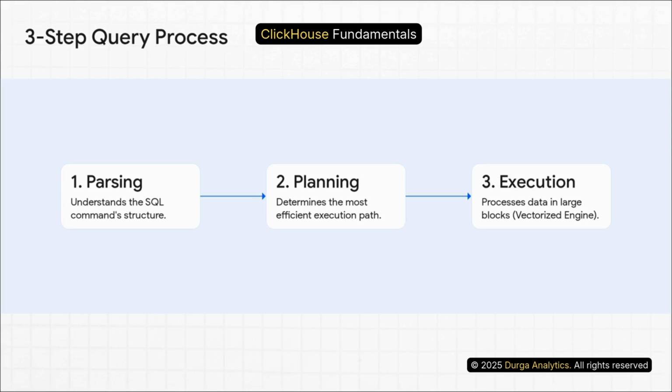ClickHouse uses something called vectorized query processing. Instead of plodding along row by row like some other systems, it grabs whole chunks or vectors of data from a column and works on them all at once. This slashes the overhead and really lets modern CPUs fly.